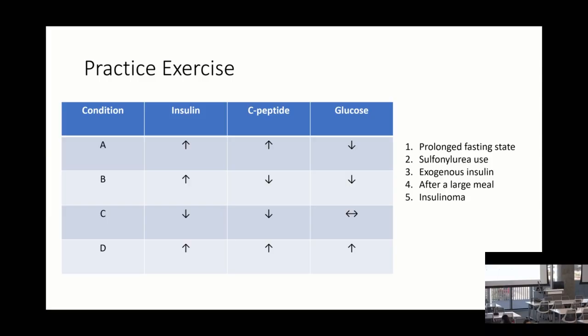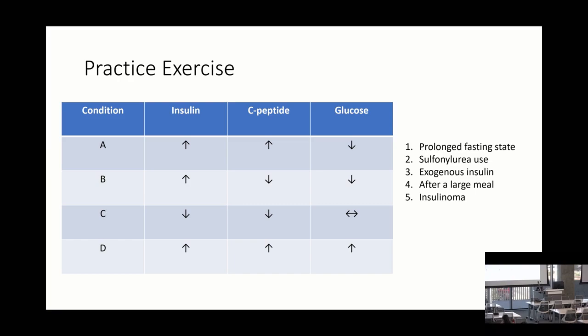So C is decreased insulin, decreased C-peptide, and the glucose is normal. Fasting. Okay? We all agree? Yes, when you don't eat, the body responds by decreasing the insulin, decreasing the C-peptide, and glucose stays normal. All right, how about D? Insulin is increased, C-peptide is increased, and glucose is increased. Large meal. Okay, so that's the normal response. If the glucose goes up, you make more insulin and C-peptide.